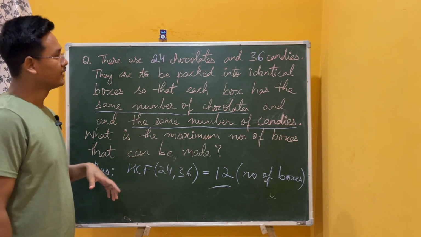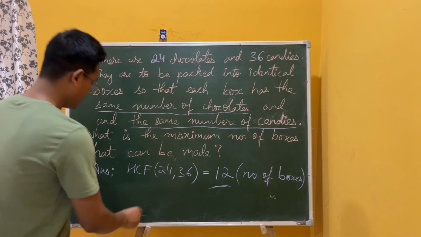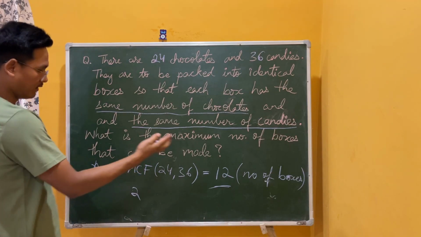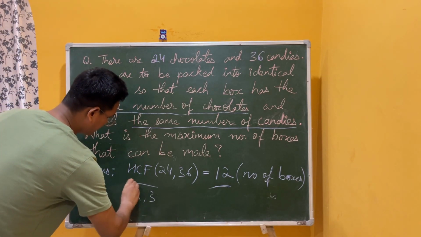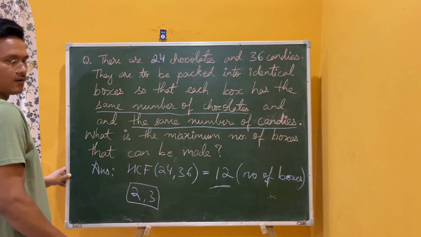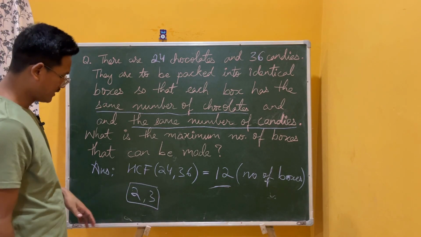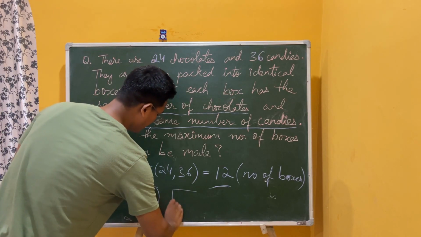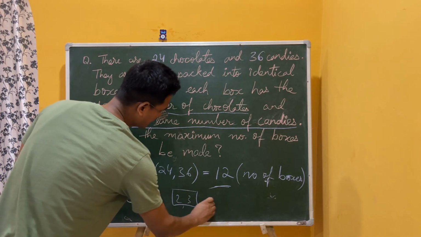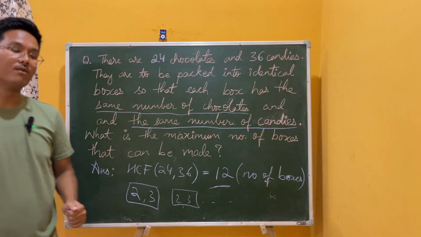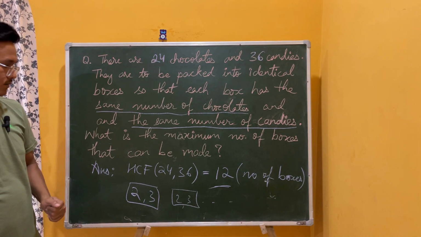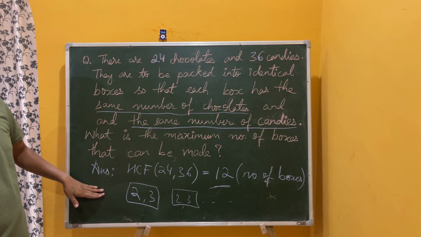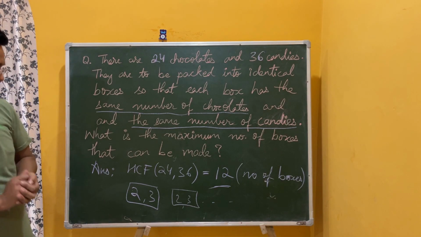If you divide 24 by 12, so in each box there will be 2 chocolates, and if you divide 36 by 12, there will be 3 candies. Altogether, there will be 5 sweets, 2 chocolates, and 3 candies. Similarly, there will be 2 chocolates and 3 candies. Likewise, there will be 12 boxes. So, understand the question and the solution. I think it will open up your brain.